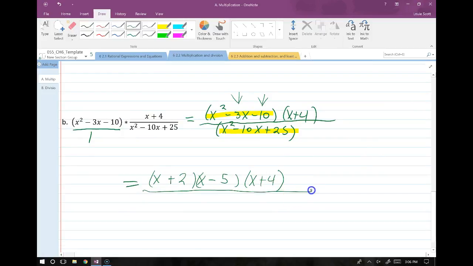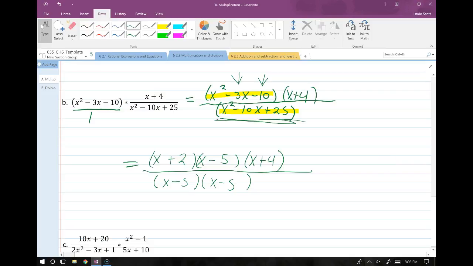Then I got to factor the lower guy. I don't know if you guys recognize this, but this is a perfect square trinomial, one of the most common ones, right? Because 5 × 5 = 25, and -5 + -5 = -10. So this is equal to (x − 5)(x − 5). We can cancel two factors, and we just write what's left, (x+2)(x+4) over (x − 5). We don't have any more like factors, so that's our final answer.